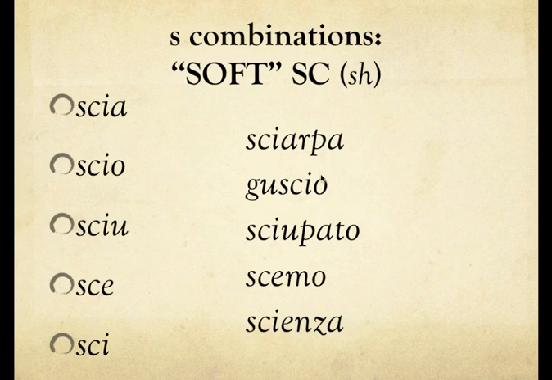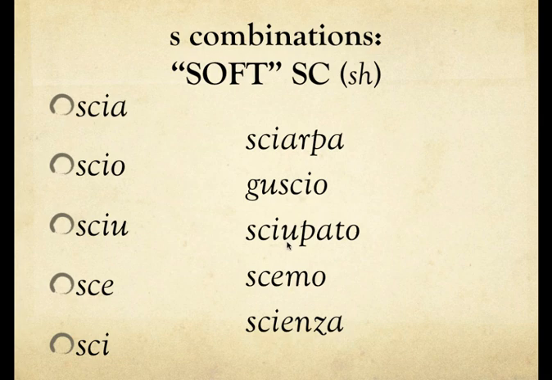Sciarpa, guscio, sciupato, scemo, scienza. Sciarpa, you should recognize, that's a scarf. Guscio means a shell, peel, or rind. Shell like an eggshell, peel or rind like from a piece of fruit.